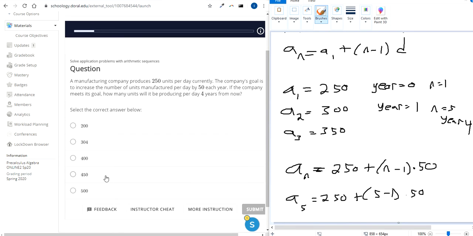So we got 450. And you would get that by doing this counting. Year 2, we're at 350. Year 3, we're at 400. Year 4, we're at 450.